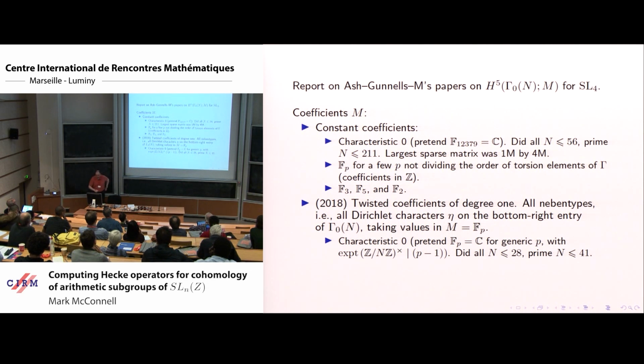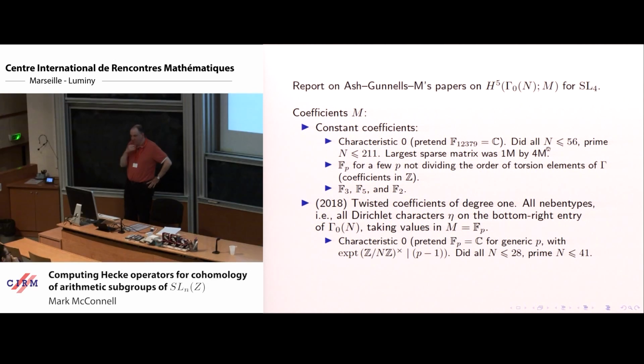Okay. So over a period of years, we did all levels, prime and composite, up to level 56, and prime levels out to 211, although we didn't compute Hecke operators all the way up to level 211. The largest sparse matrix I personally dealt with during this project was a 1 million by 4 million sparse matrix of mod p entries, on a laptop, which I forget how big laptops' memories were in the early 2000s, but not great. I did it on a laptop because a laptop is what I had at that time.